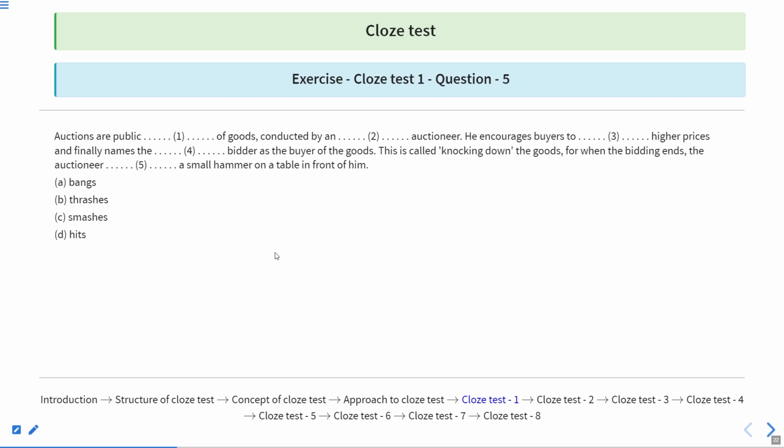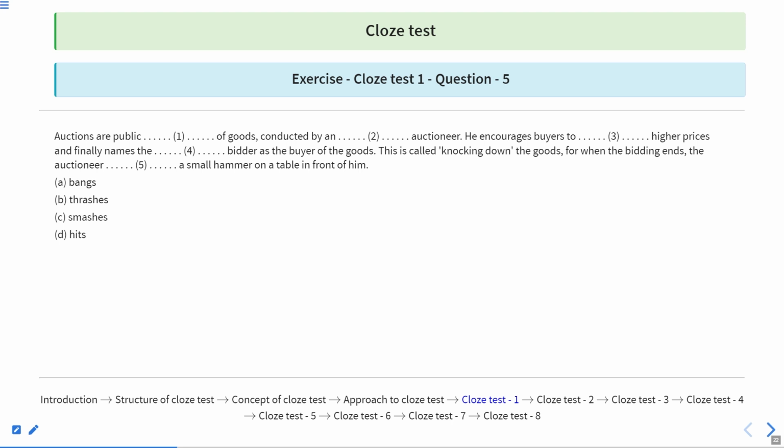Auctions are public dash. So conducted by dash auctioneer, he encourages buyers to dash higher prices and finally names the dash bidder as the buyer of goods. So we have filled in these four sentences, words missing in these four sentences already. Now we have to move on to the last one, the fifth one. This is called knocking down the goods. For when the bidding ends, the auctioneer dash a small hammer on the table in front of him. He bangs the hammer, he thrashes the hammer, he smashes the hammer, or he hits the hammer. Correct answer is, of course, bangs.